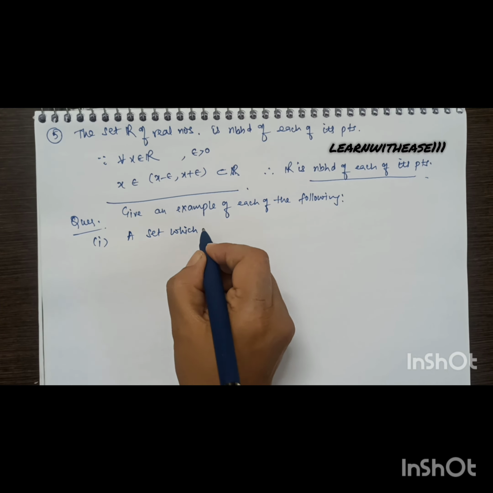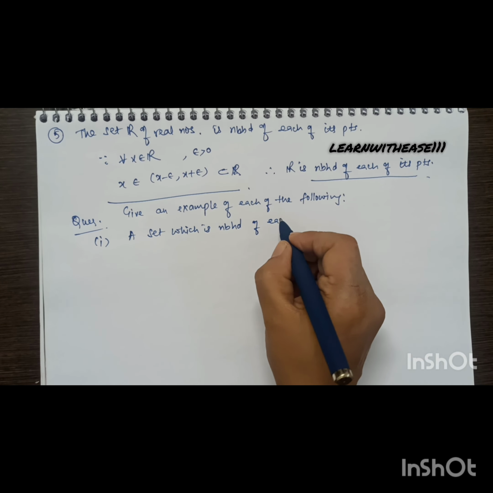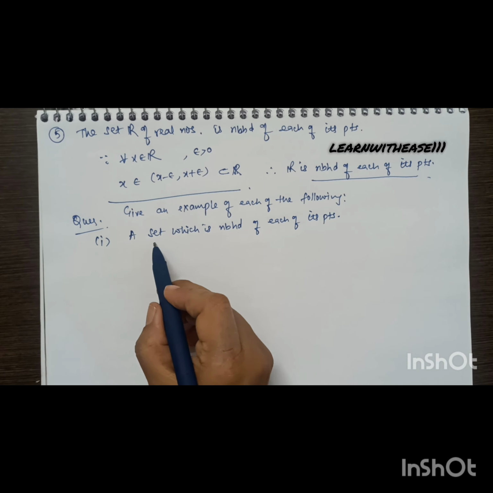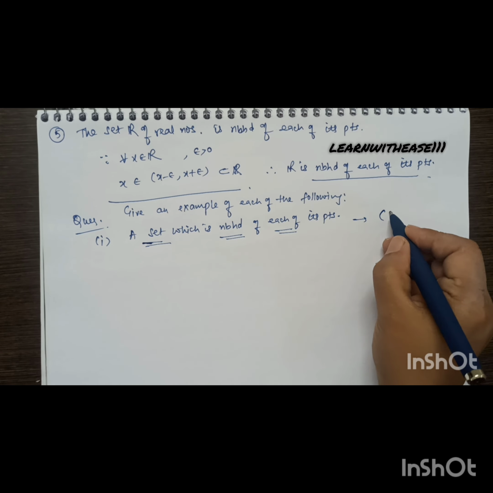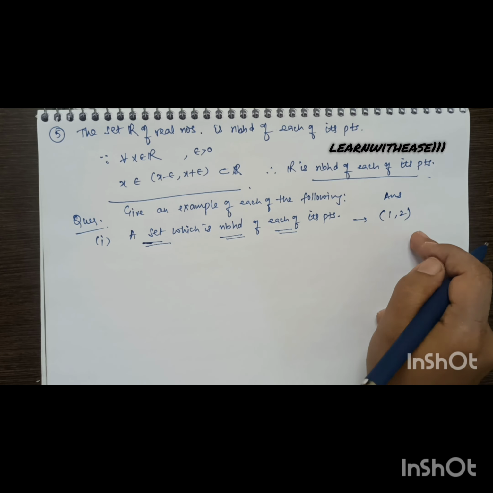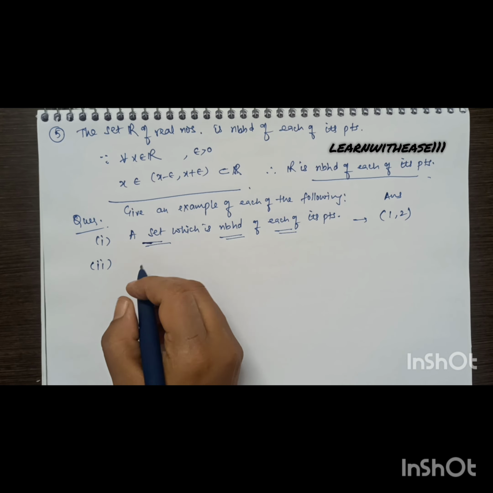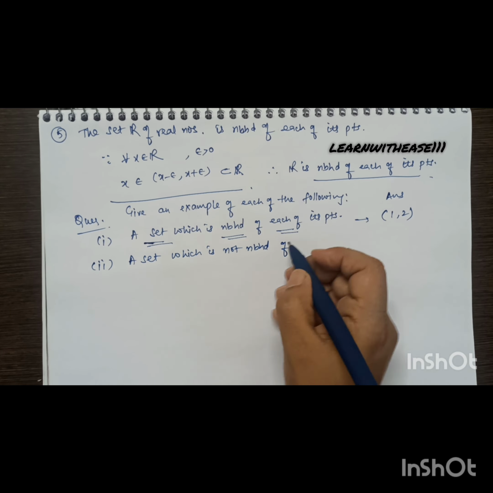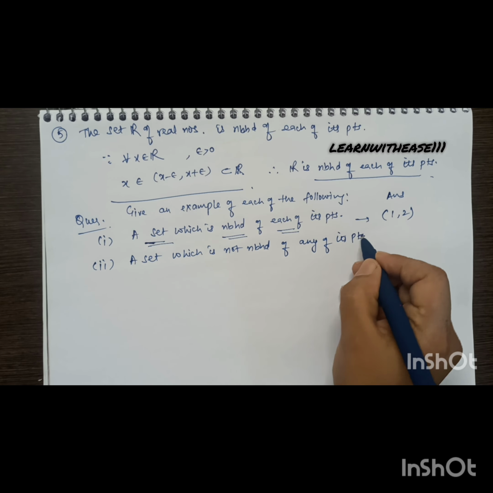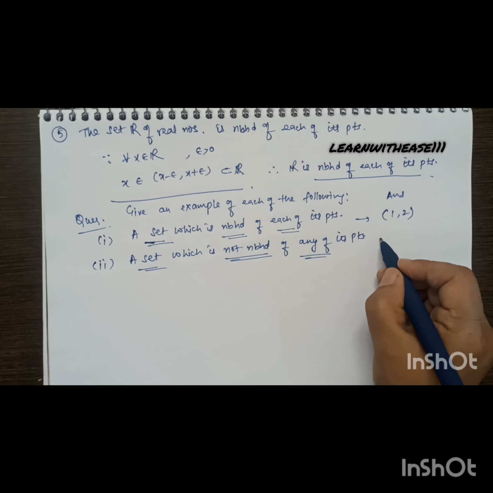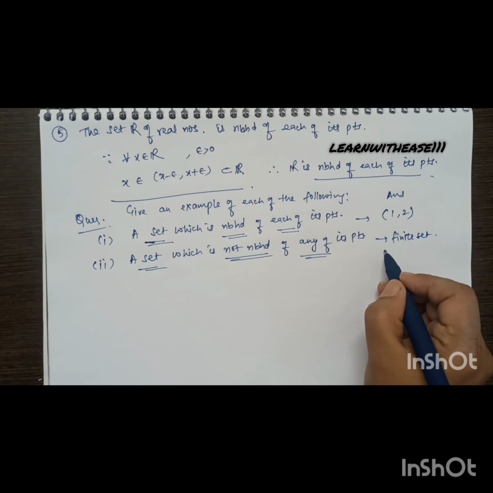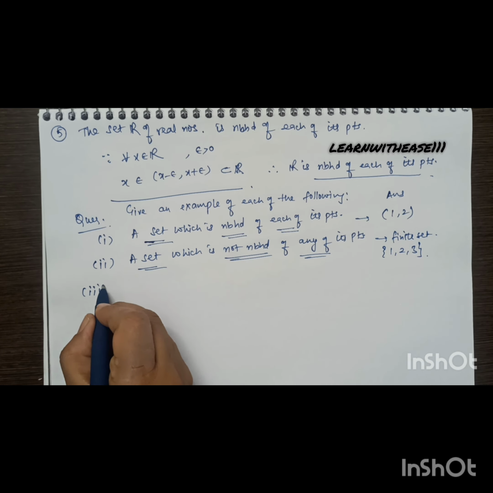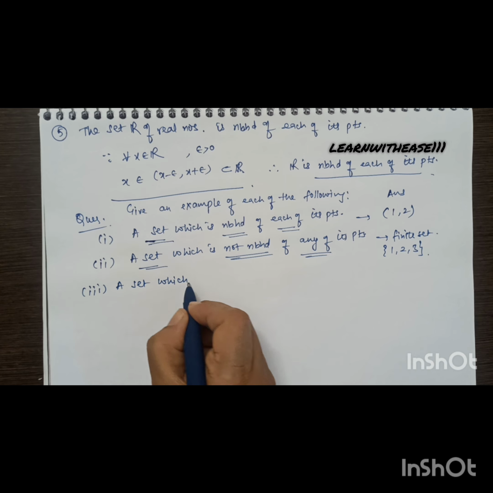So for practice, I am doing this question. Give an example of each of the following. First of all, a set which is a neighborhood of each of its points: an open interval. You can always give any open interval as an example. For a set which is not a neighborhood of any of its points, you need to give any example of a finite set. 1, 2, 3 I have given.